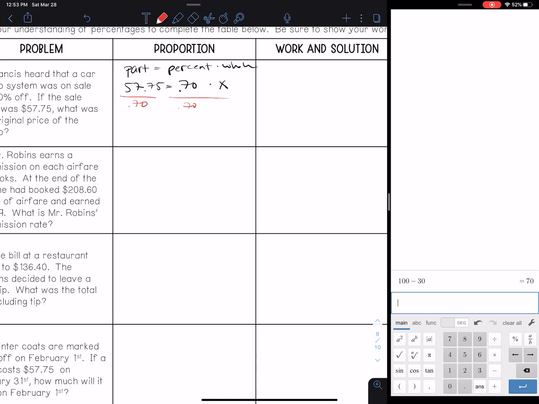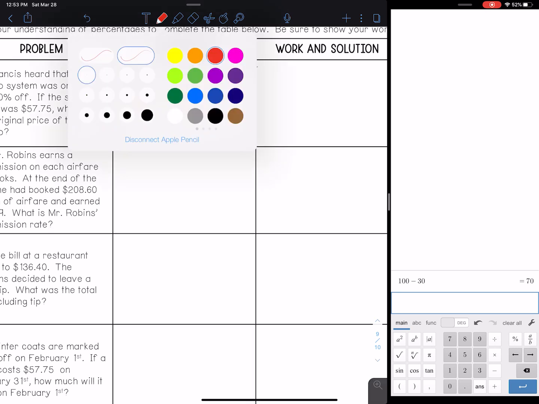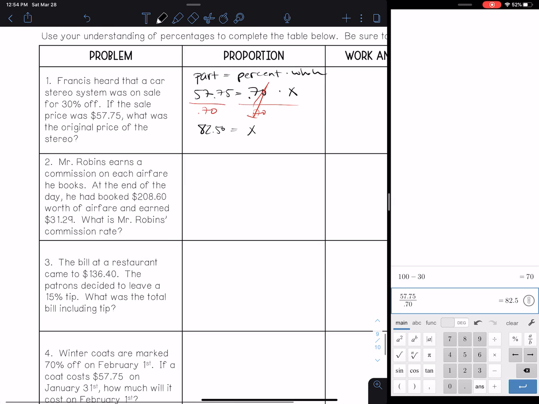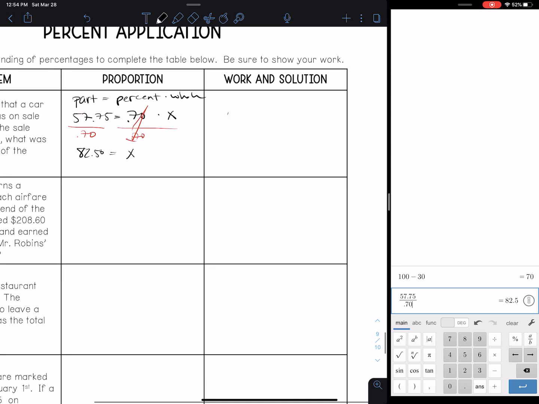0.70 on top, 0.70 on bottom, that's a 1. And what's 1 times x? x. On the left side, 57.75 divided by 0.70. And so you get 82.5, which means 50 cents. So the original cost of the stereo, that is $82.50.